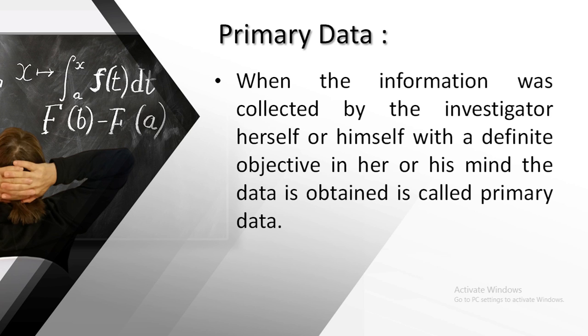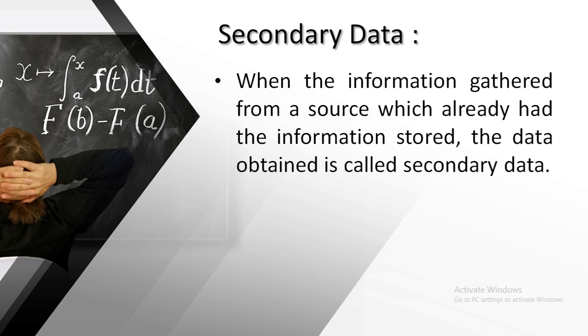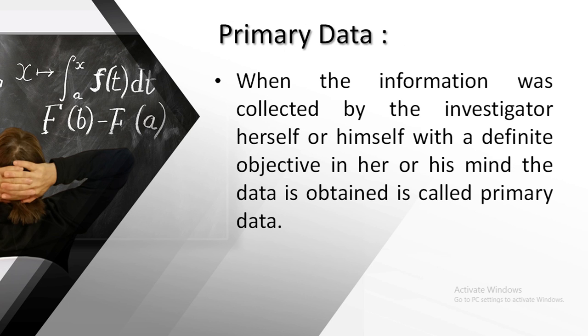Got it? Now next, secondary data. When the information is gathered from a source which already had the information stored, the data obtained is called secondary data. Means whenever you get the information from the internet or Google, right? At that time, that is called secondary data. So go to the last, which is the second question.